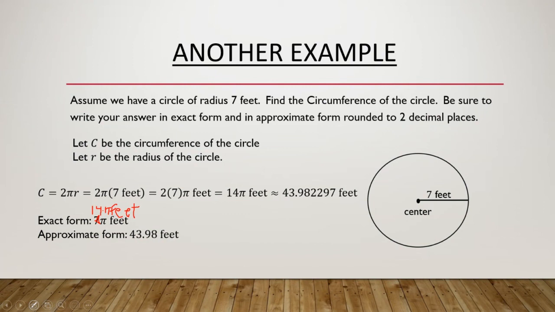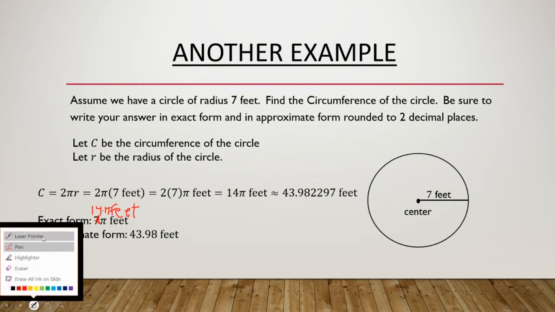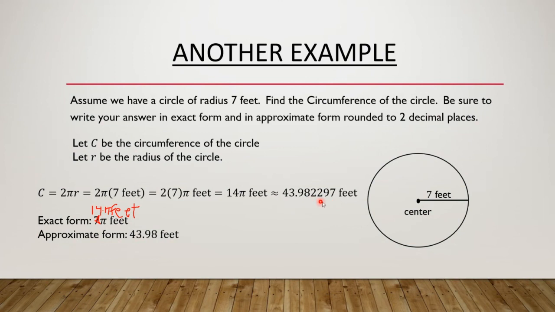Now for the approximate form, that's this one here. Of course we want to round to 2 decimal places, so we go to the 3rd decimal place. We have a 2 here, and that's less than 5, so the 8 stays where it is. We don't increase it at all. When you're rounding, you're either going to leave it alone or increase the digit. So we get 43.98 feet. That's what we get. Any questions on this?